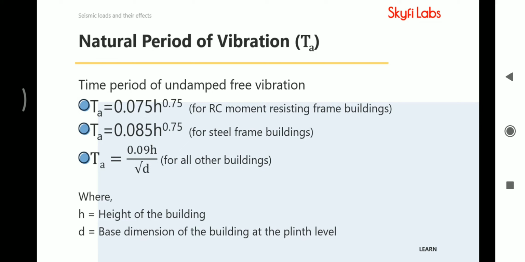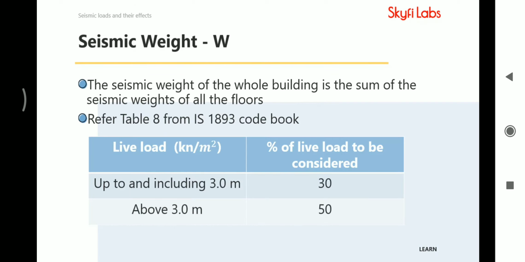W is the seismic weight of the building. It is the total dead load plus appropriate amounts of specified live load. Refer table number 8 to select the percentage of live load to be considered in the seismic weight calculation.